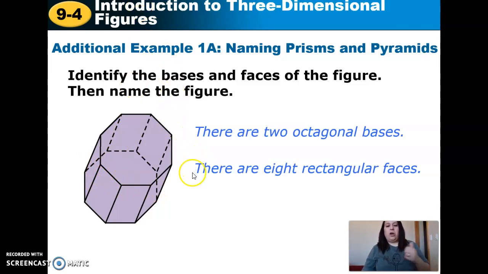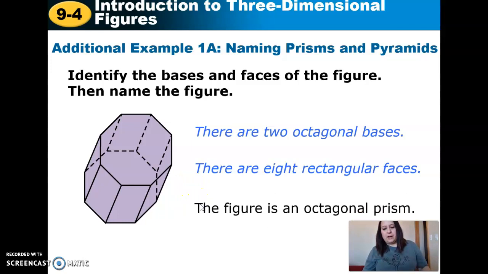Okay, so if you recall back a few slides, how we name this is by looking at the base. We name the polyhedron based on that base. That's a lot of base going on there. So our bases are octagons. So this is an octagonal prism because we have two bases. Okay.